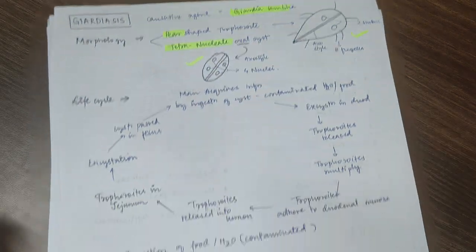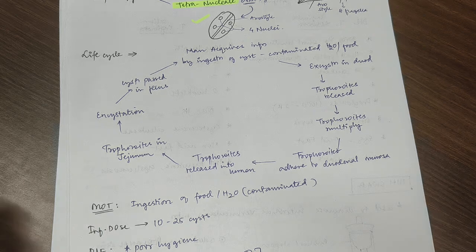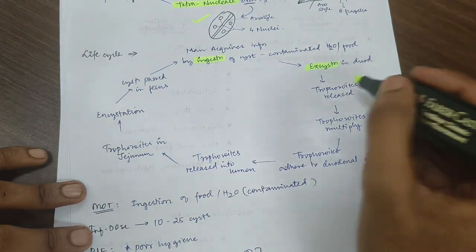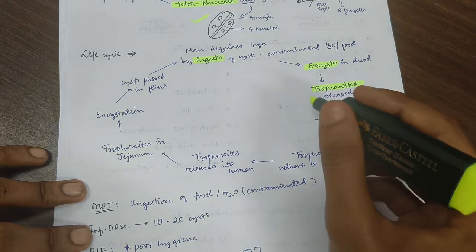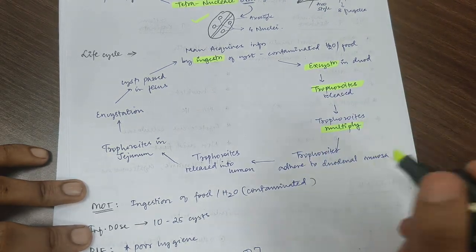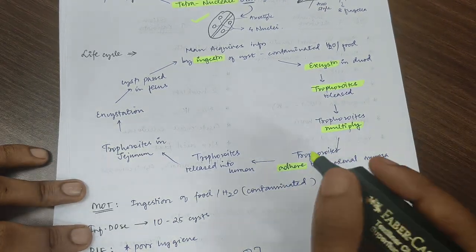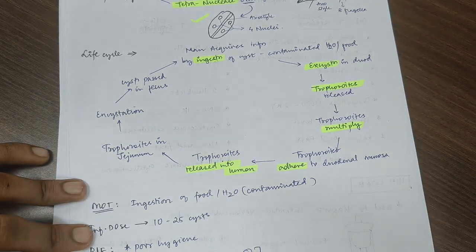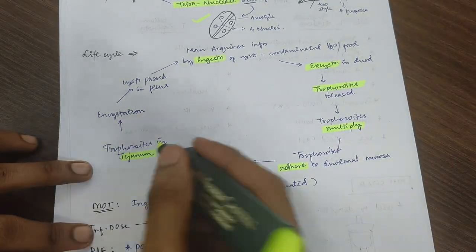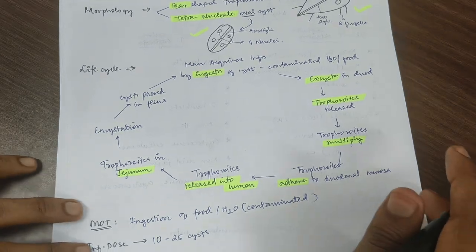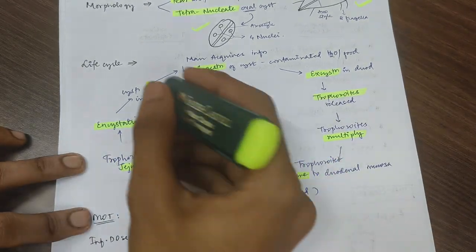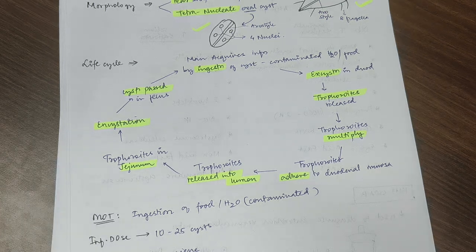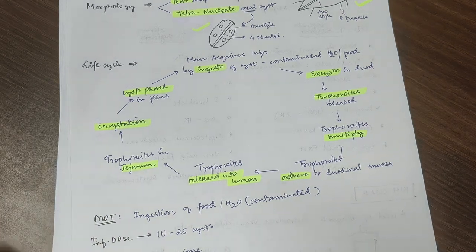Then coming to the life cycle. Again, ingestion of contaminated food or water, then excystation, and trophozoites are released. Once the trophozoites are released, they multiply. After they multiply, they adhere. After they adhere, they are released inside the lumen. Once they are released inside the lumen, they go to the jejunum. Jejunum is where you are going to see them. Then later encystation, and cysts are passed in the feces, and that will lead to ingestion again. This is the life cycle of giardiasis.